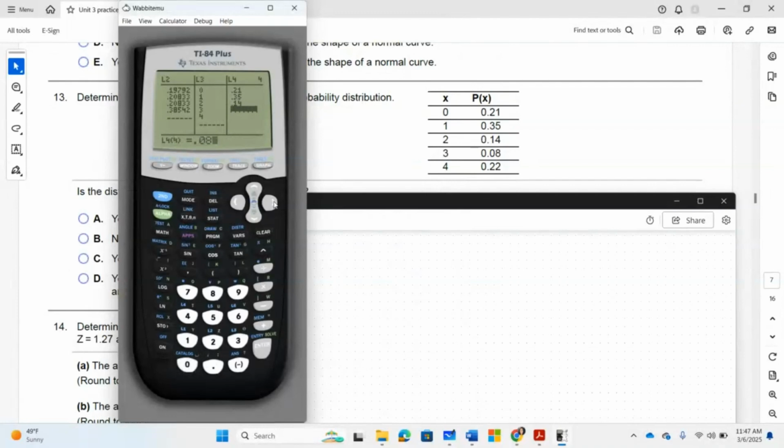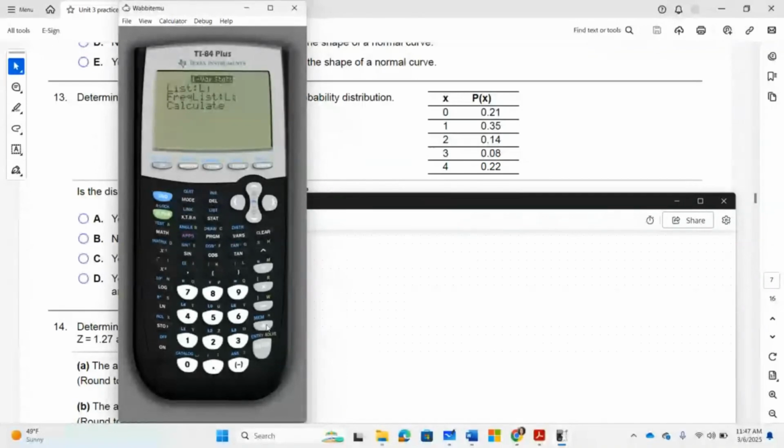0.08, enter. 0.22, enter. All right. Okay, so now my random variable is in L1, the probabilities are in L2. I actually want to do one variable start. Okay, so I go to start and one variable start of L3 and L4.